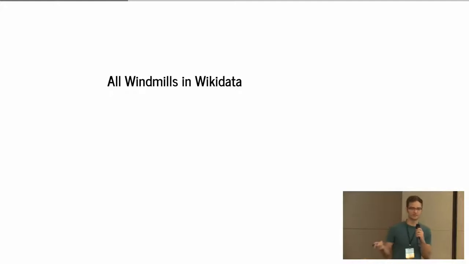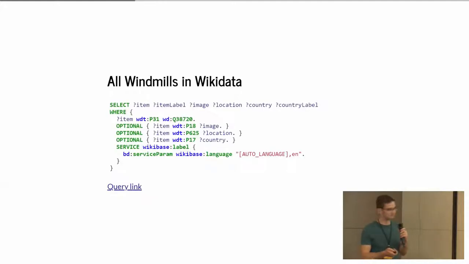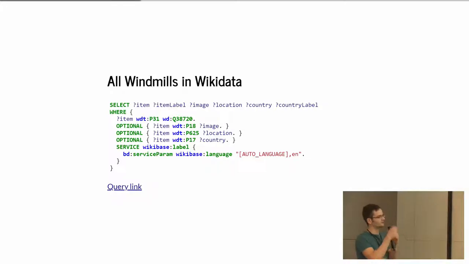So one question I wanted to ask was, okay, what are all the windmills in Wikidata? The query looks like that. You have this select statement, which you saw before, and then you have these items and their label. Okay, let's try with the pointer. Oh, there it is. Okay, so you have an item, and you want to have the property instance of windmill. And then you can have optional items where you want to have the image, the location, the country. And this cryptic part below is so you get the labels from the items back.